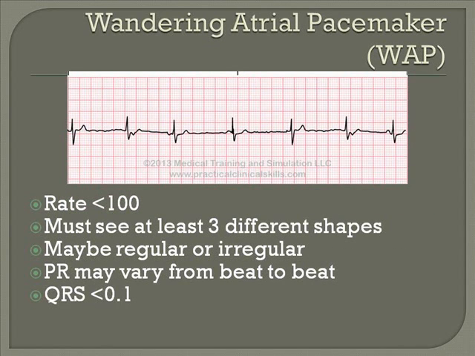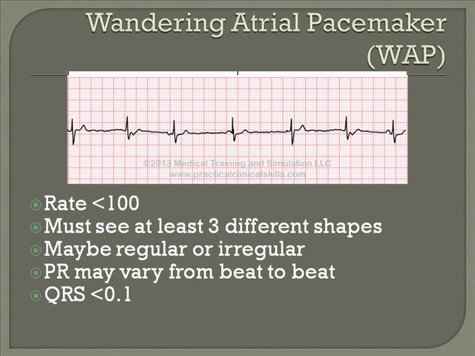Now we're getting into a more complex form of atrial rhythm. This is what is known as a wandering atrial pacemaker, sometimes called a WAP. It happens to have a rate of less than 100. Now, it can be regular, but it can also be irregular.